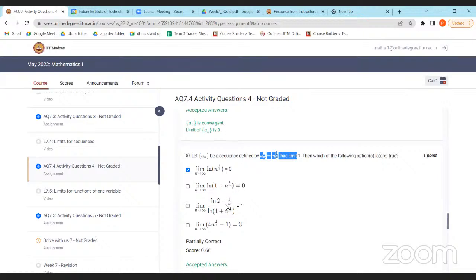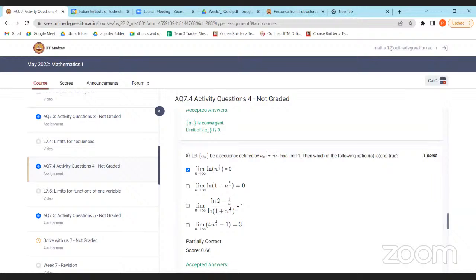Sir, is infinity to the power 0 defined? Infinity to the power 0 is not defined. It is an indeterminate form, so we have to convert it into 0 by 0 or infinity by infinity form. In n to the power 1 by n, are we not getting infinity to the power 0? Yes, we are getting infinity to the power 0, but we are given the limit also, right? It will reach 1.